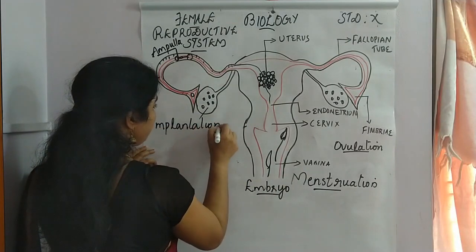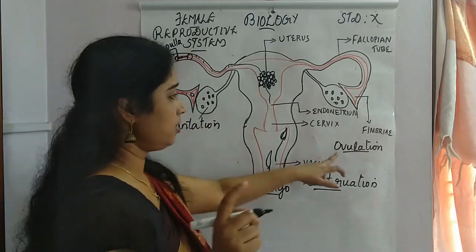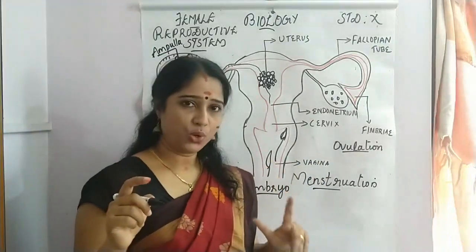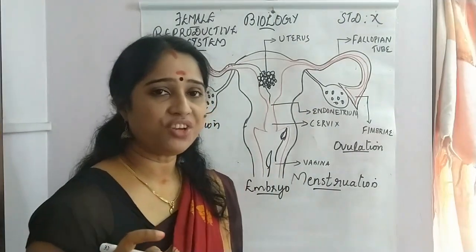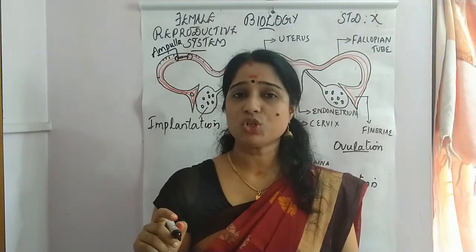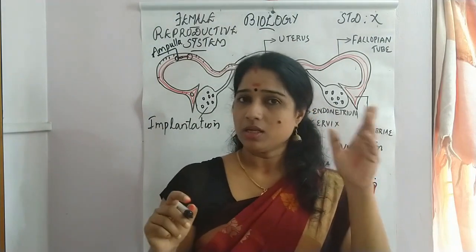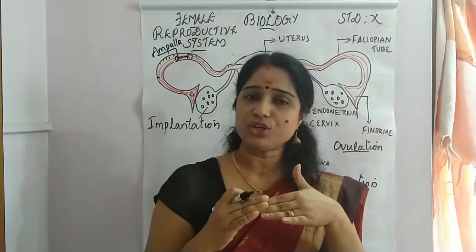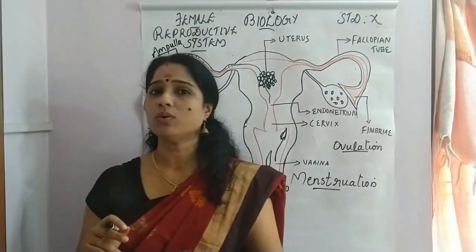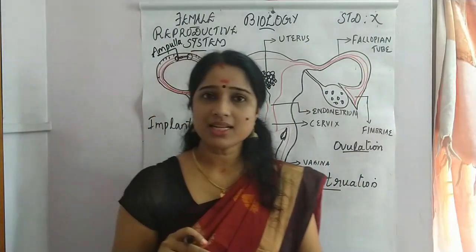Another important term. Now you know ovulation, second term menstruation, then zygote, then embryo. Can you differentiate zygote and the embryo? Zygote is what? It is composed of a single cell, very important thing. Sperm and ovum fuse together to form the zygote. Zygote is a single cell. Then what about the embryo? Is it a single cell? No.